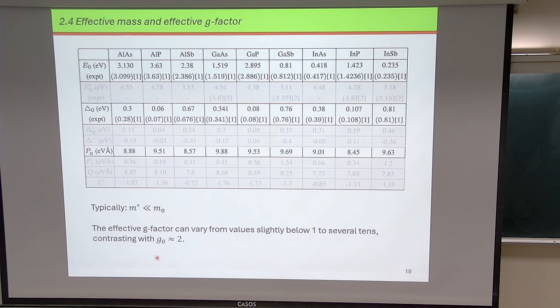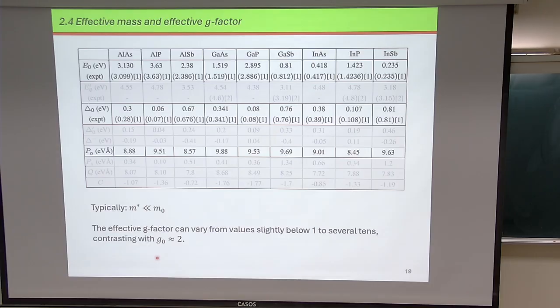I think for indium arsenide, it's like 0.3 or something like that. So it's much smaller than the free electron mass. The g factor could range from values a little bit smaller than 1 or 2, and it can reach up to tens. Let's say, I think for indium antimonide you can get even like 40, 50 g factor, which is like 25 times larger than what you have for a free electron.